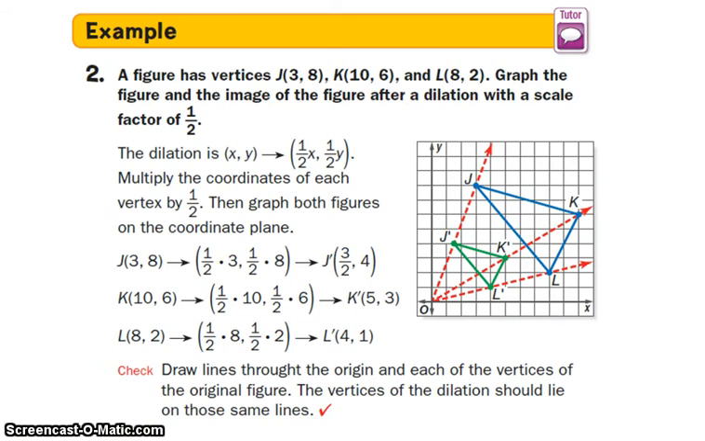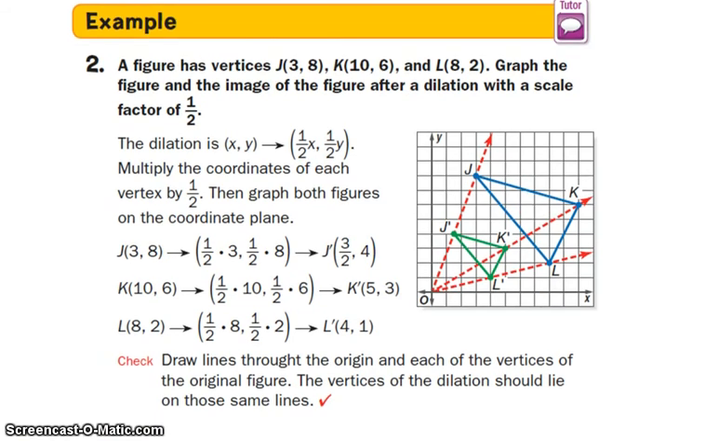Okay. Let's look at example 2. A figure has the vertices J, K, and L. So we have a triangle. Graph the figure and the image of the figure after a dilation with a scale factor of 1/2. Okay, so now since we're in between 0 and 1, this is actually going to be a smaller figure.